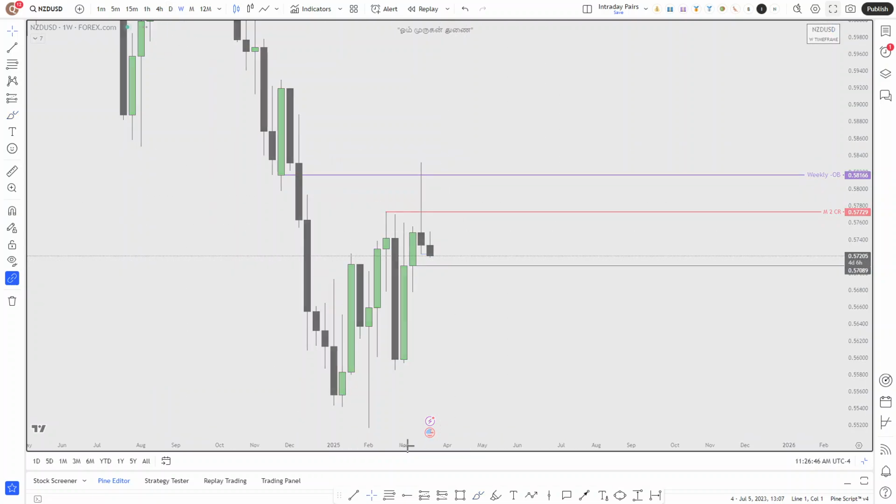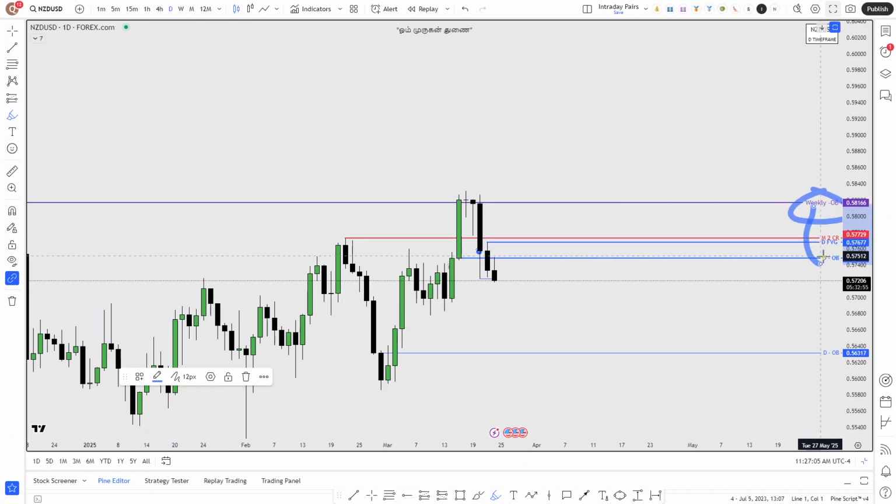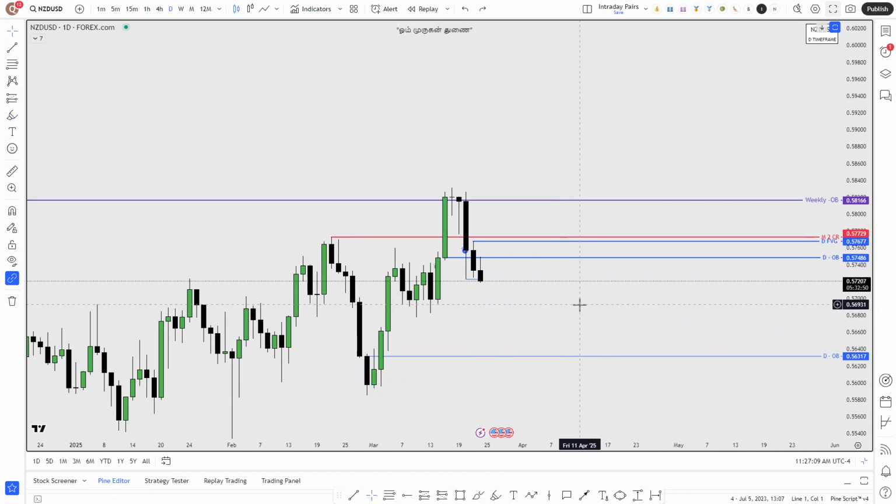Okay, now going to daily. After tapping this weekly bearish OB, price has closed down beneath this green candle, and this became the daily bearish OB. So this is the weekly bearish OB. Price tapped this weekly bearish OB and formed a daily bearish OB. Do you get the concept now? This is how we need to keep narrating from higher time frame to lower time frame. First the weekly bearish OB, and from there the daily bearish OB got generated.